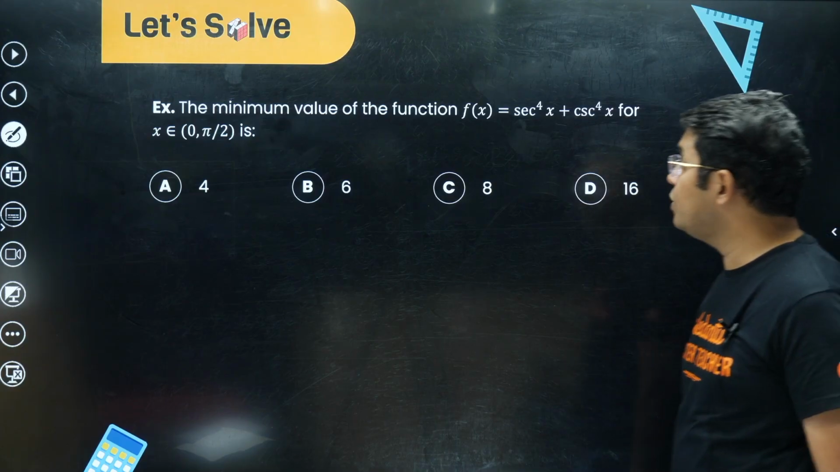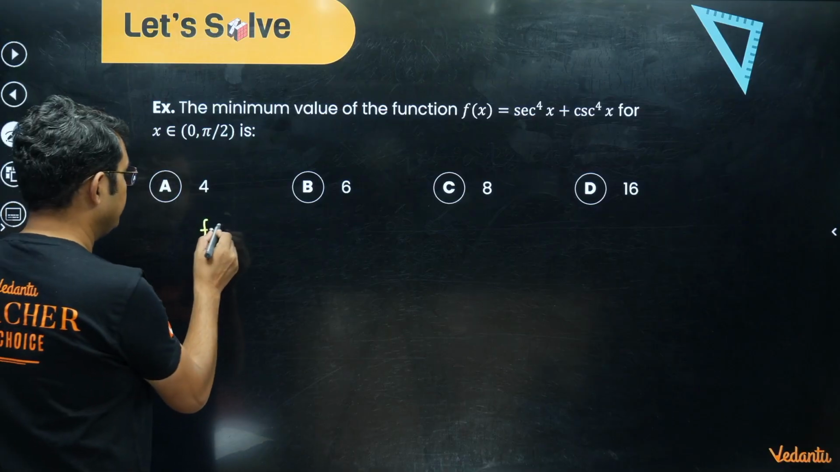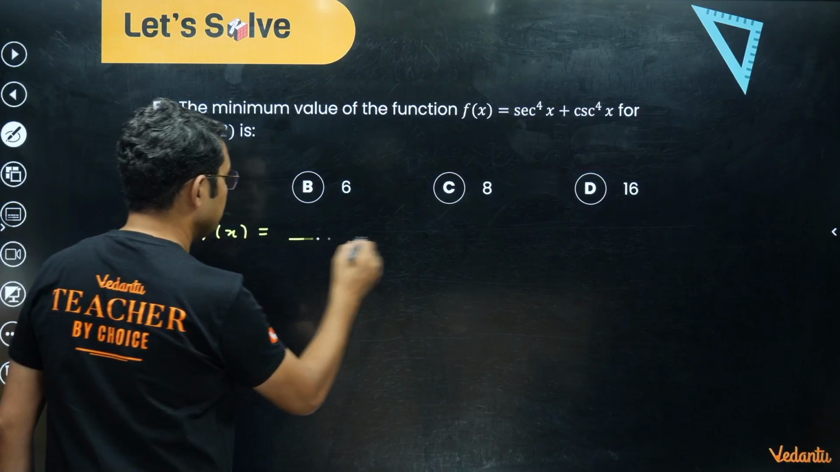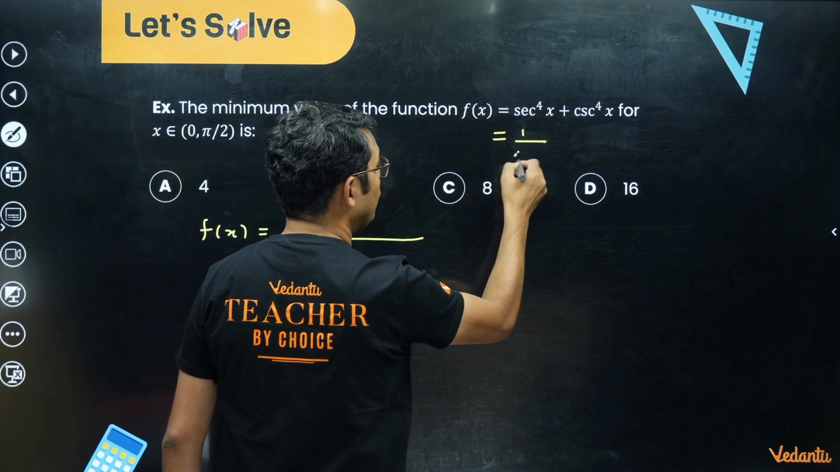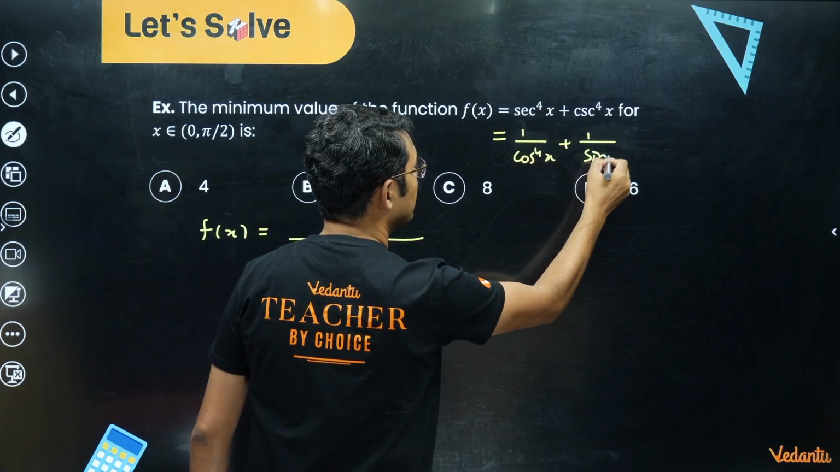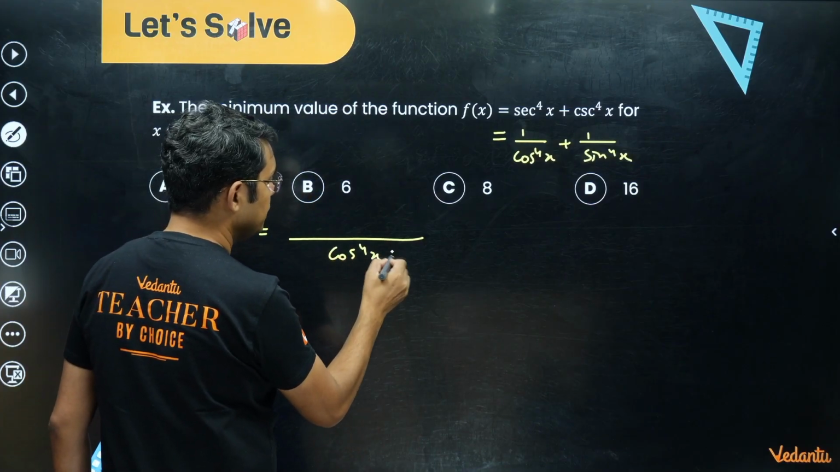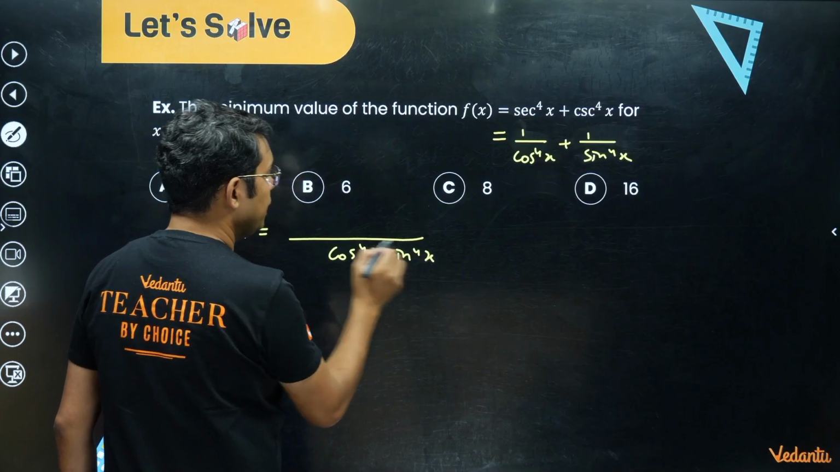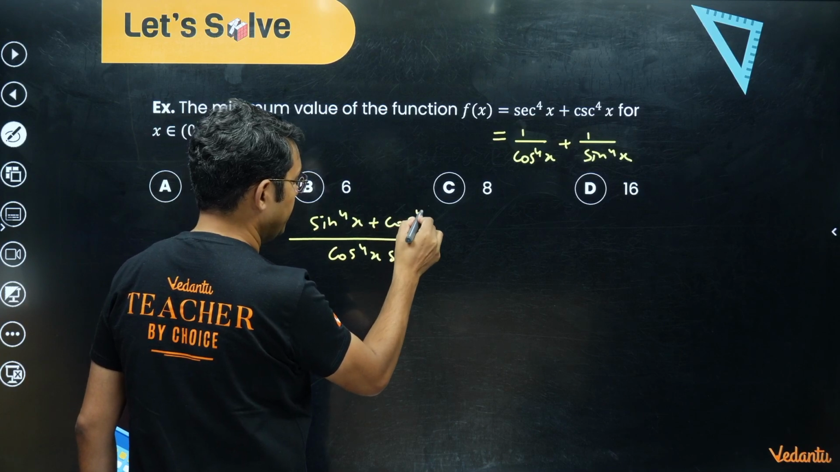Coming to the next question, f(x) is equal to secant power 4 plus cosecant power 4, where x is between 0 to 90 degree. Now in this case, I can write f(x) as, if I write secant as 1 upon cos power 4, sorry, and this as 1 upon sine power 4. Then taking LCM, cos power 4x, sine power 4x. This will be sine power 4x plus cos power 4x here.